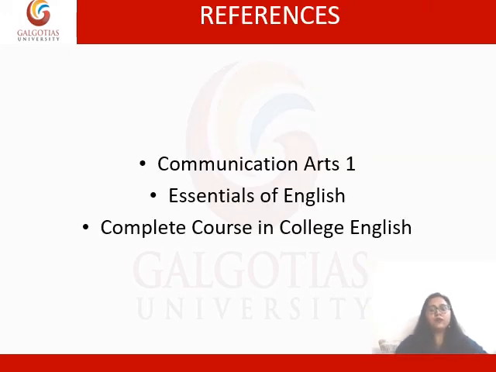Now, if you want to study further, you can use the booklet provided by the department. You can go with the book Communication Arts 1, Essentials of English, or you can use Complete Course in College English. These books will help you to further understand the concepts.